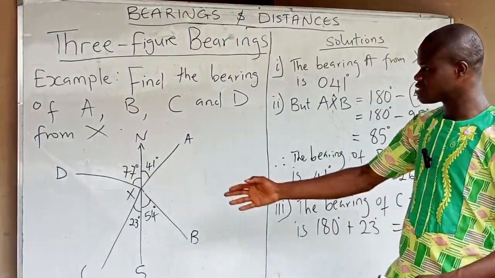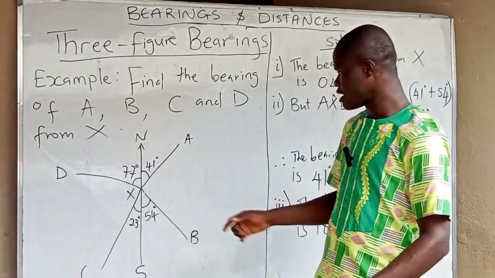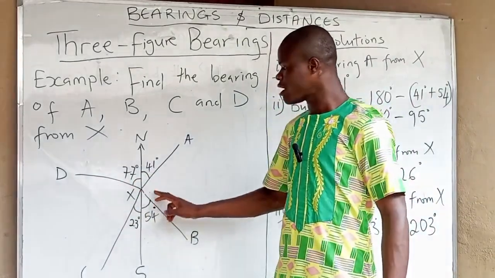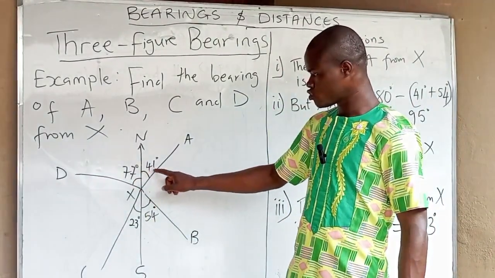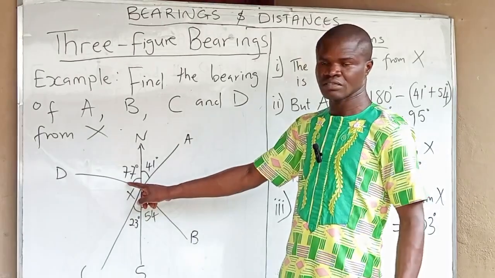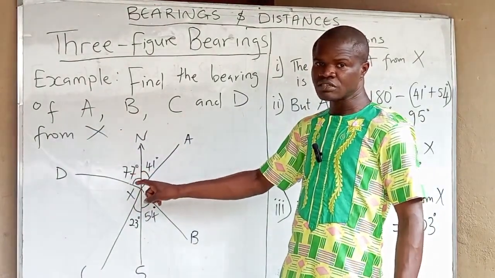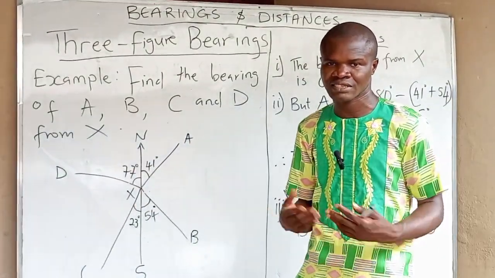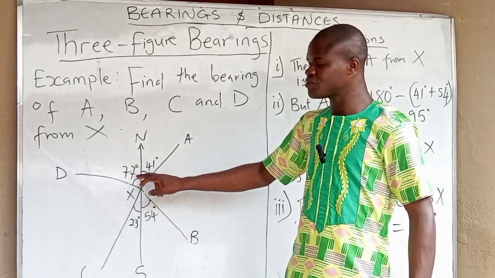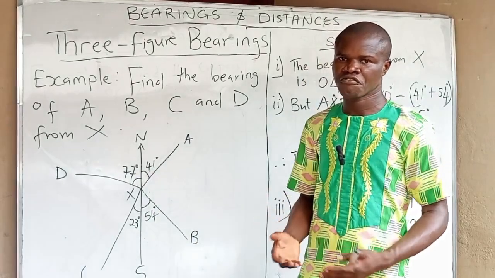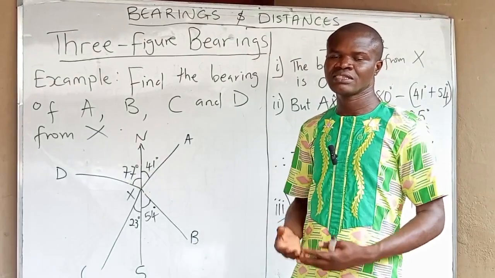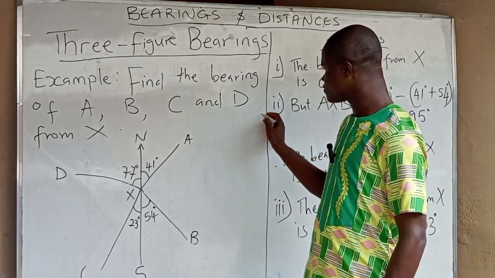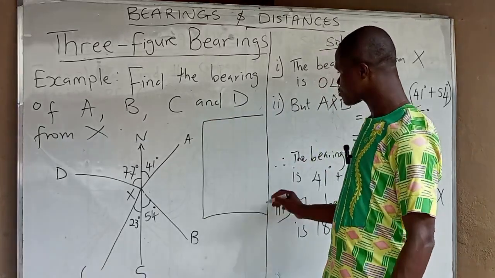Now the final one is the bearing of D from X. To get the bearing of D from X, remember, we'll go from the north and then go around until we meet D. Of course, if here is 77 degrees, and remember that when you go around a complete revolution, that is 360 degrees. So if here is 77 degrees, to get the bearing of D from X, we just do 360 degrees minus 77 degrees. So permit me to write it here in this little space.